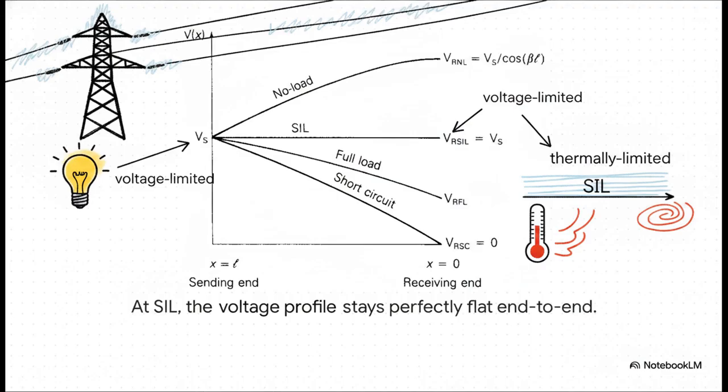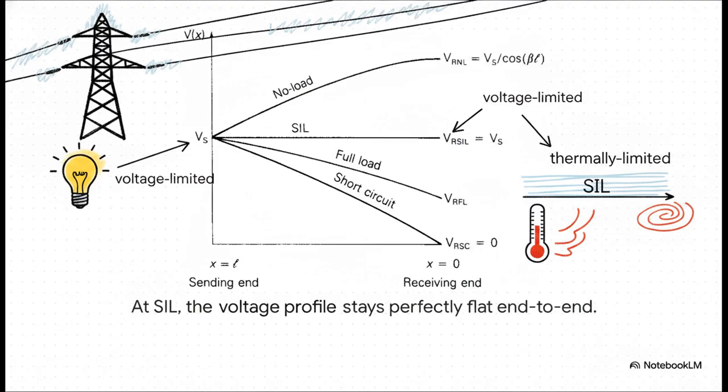But what happens when you hit that sweet spot? When you load a line exactly at its SIL, the voltage profile stays perfectly flat from the sending end all the way to the receiving end. The voltage magnitude at any point along that line is constant. This flat profile is a massive operational advantage.